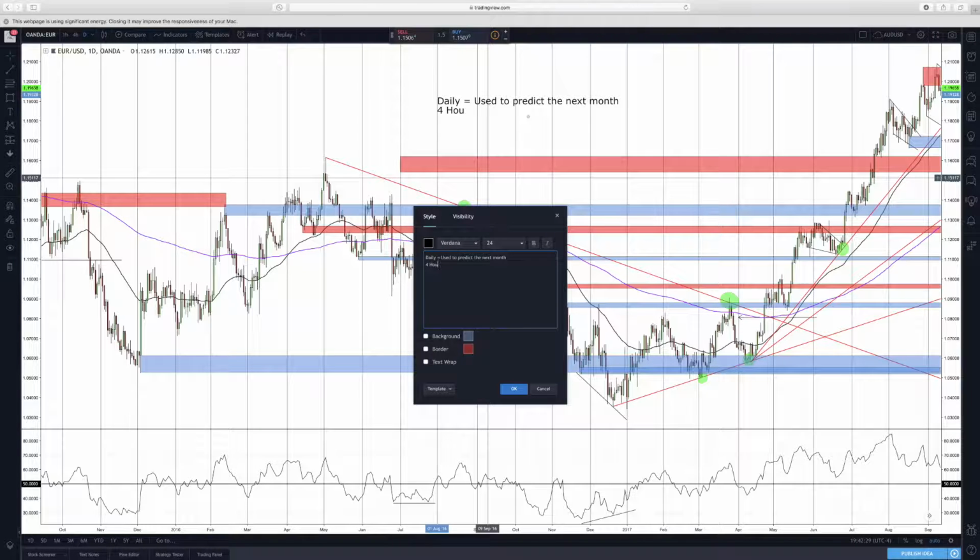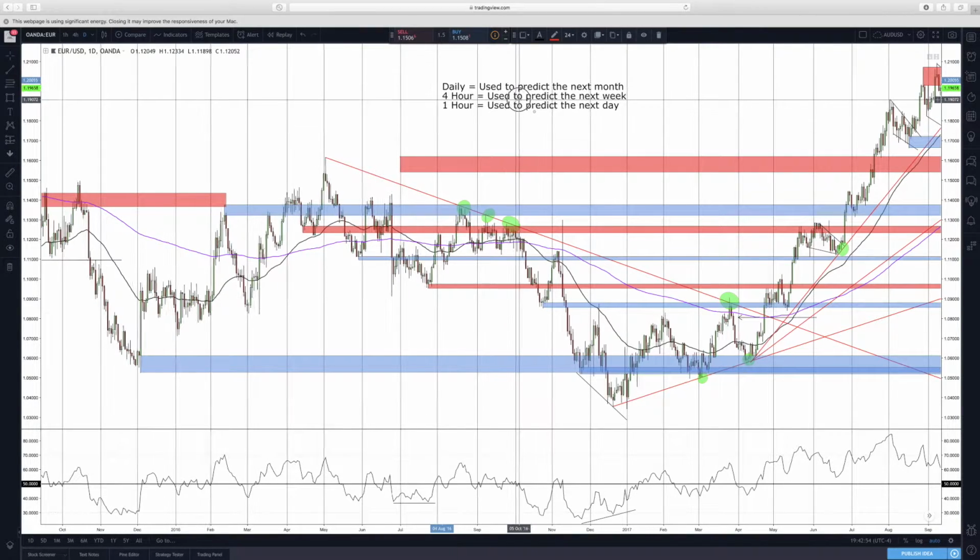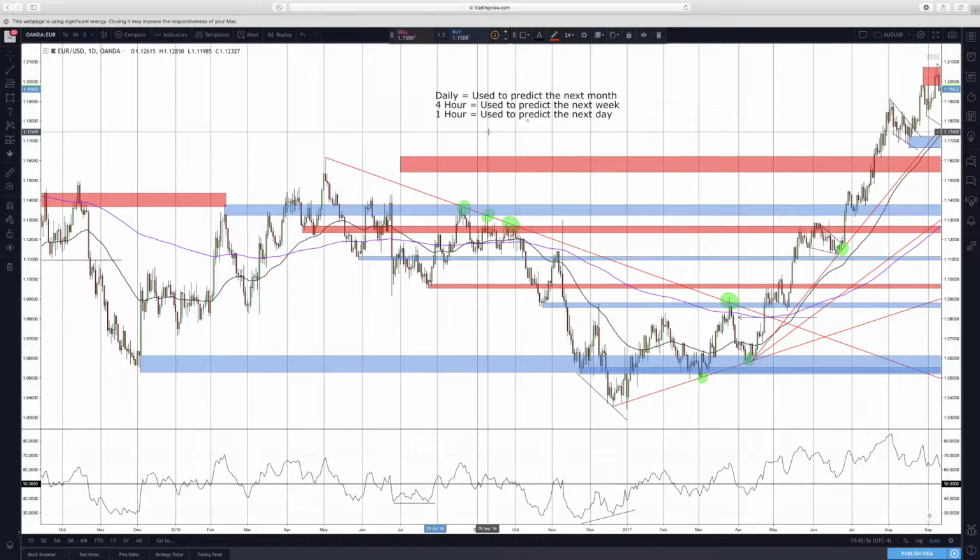The 4-hour Fibonacci will be used to predict the next week, and sometimes that can be the next weeks, so that can be plural. And then the 1-hour we're going to be using to predict the next day. You could write that down for yourself, take a screenshot, so that way you know.